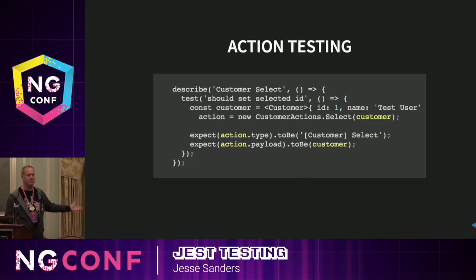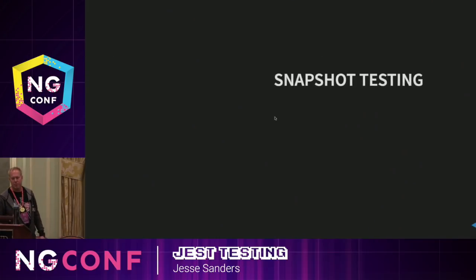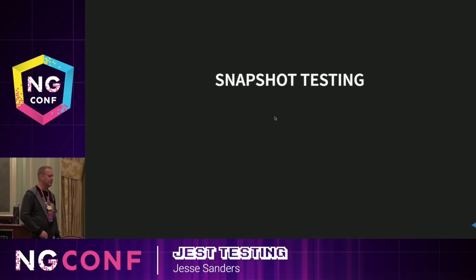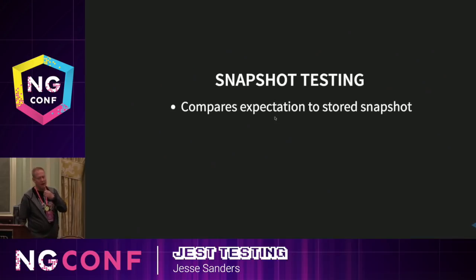So this isn't really anything special, and there's really no reason to go to Jest if you're going to write tests like this, other than the watch and a few things like that. So that's where we get into snapshot testing. Snapshot testing compares the expectation to a stored snapshot. So what's going to happen now, it's going to create a folder right next to your test called, I think, __snapshots__, and it's going to store snapshots of what your expectations are.